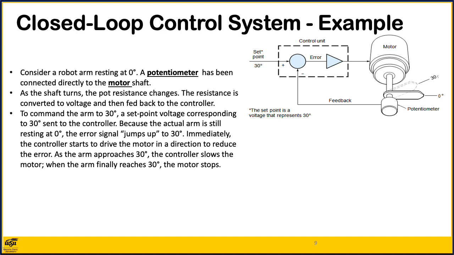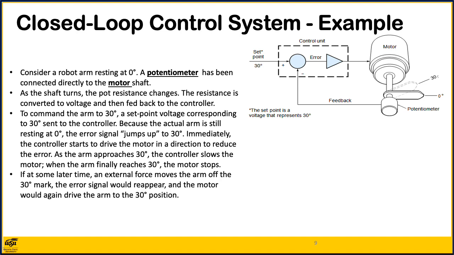Immediately, the controller starts to drive the motor in a direction to reduce the error. As the arm approaches 30 degrees, the controller slows the motor, and when the arm finally reaches 30 degrees, the motor stops. If at some later time an external force moves the arm off the 30-degree mark, the error signal would reappear and the motor would again drive the arm to the 30-degree position.